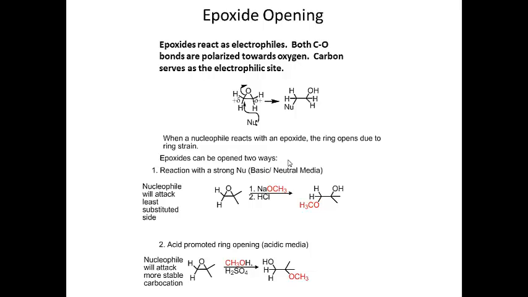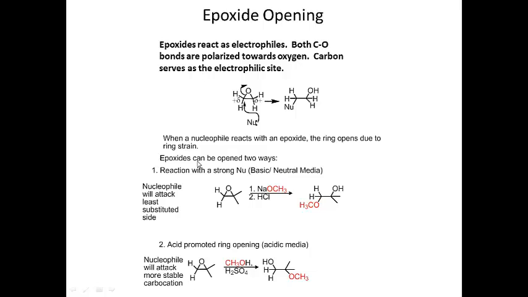All right, so now let's talk about the epoxide opening. One thing to note is that epoxides act as electrophiles, and so both the carbon-oxygen bonds are polarized towards oxygen. If I add a nucleophile, in theory that nucleophile should be able to attack either one of these two carbons. They're both partially positive, and open the epoxide to give me an alcohol.